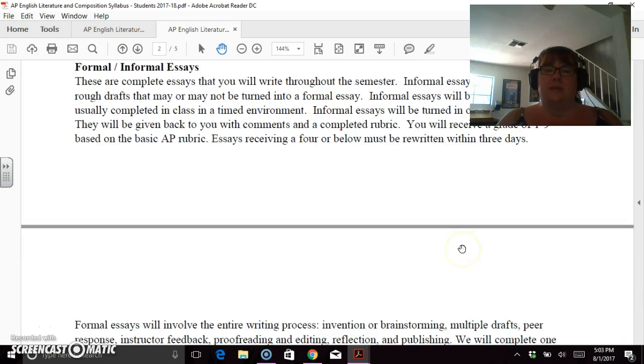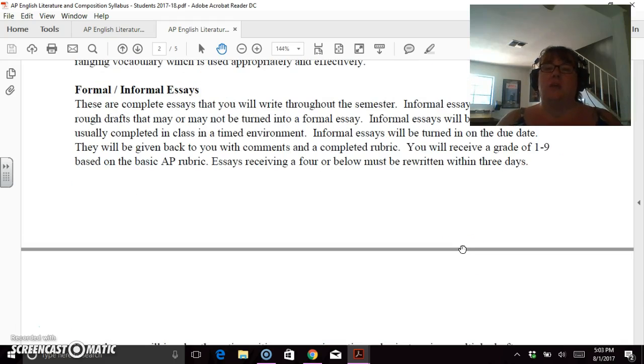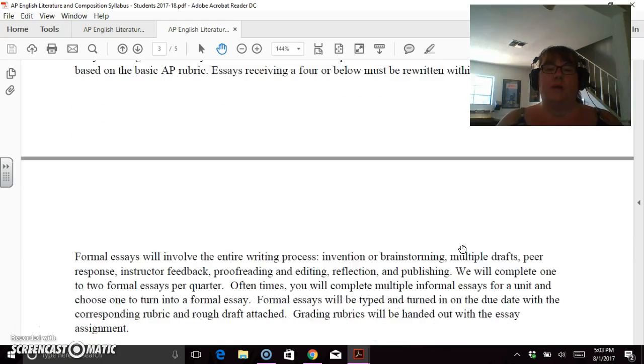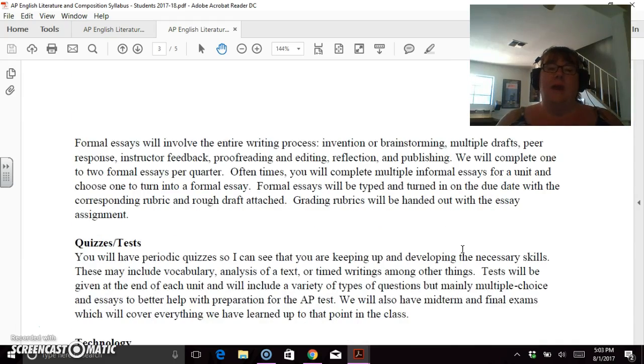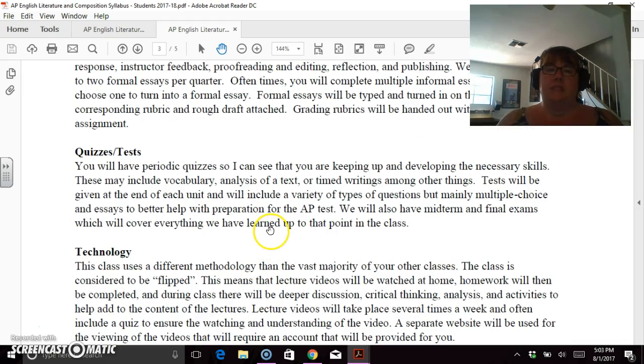We have formal and informal essays, again graded on a 1 through 9 scale. So you're used to that scale already. The scale changes a little bit differently in there, okay? But it still is that 1 through 9 scale. And you will be taking lots of quizzes and tests.